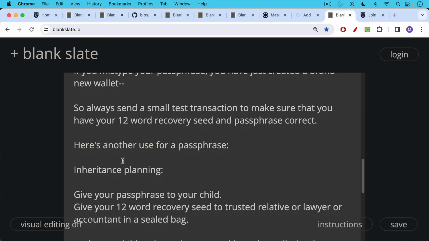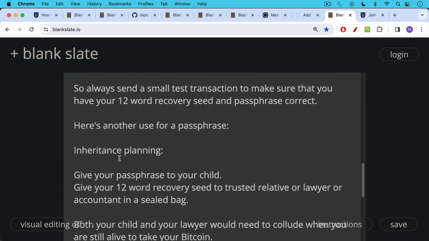Here's another use for a passphrase. You could consider using it in inheritance planning as well. For example, you give your passphrase to your child or your descendants. You give your 12-word recovery seed to a trusted relative or lawyer or accountant in a sealed bag. Now again, if someone has your 12-word recovery seed and they're a hacker, they could attempt to brute force your passphrase. So you only want to do this with someone you really trust, and you probably want to put it in a sealed bank bag, as we talked about yesterday.